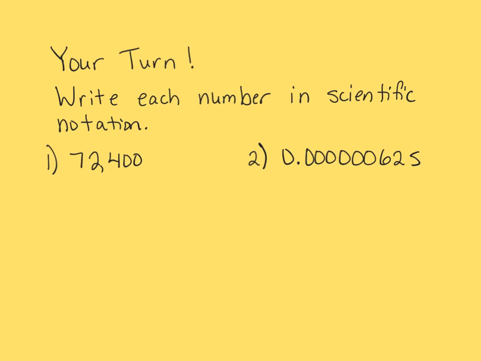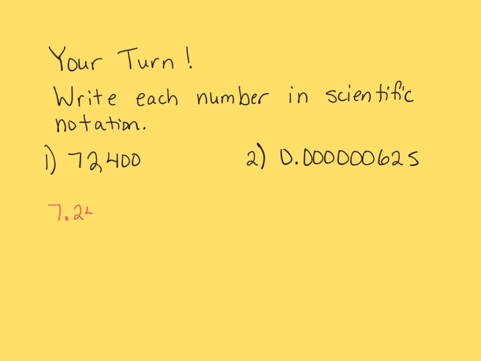For number 1, 72,400, we can first look at the first digit. That's not a 0, that's a 7. And we'll write a decimal behind it. And every number after 7 until it's all zeros, you can write that as the first factor. And we know it's times the power of 10. So I'm going to figure out how many places this decimal moved. It started here and we're going behind the 7. So I'm going to count 1, 2, 3, 4 places.